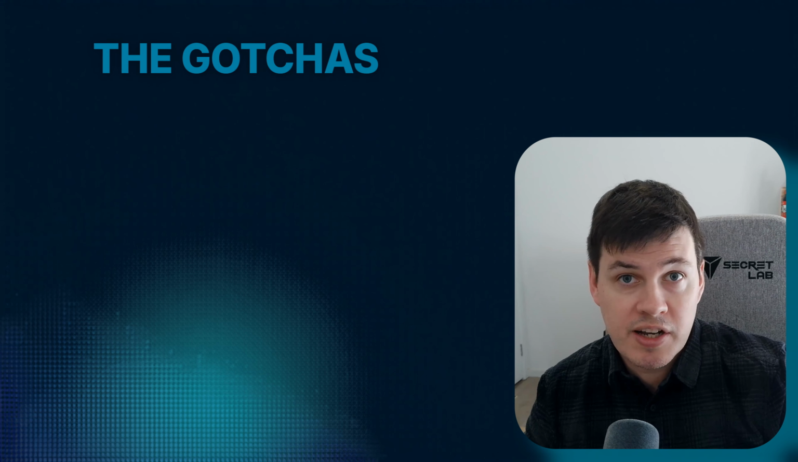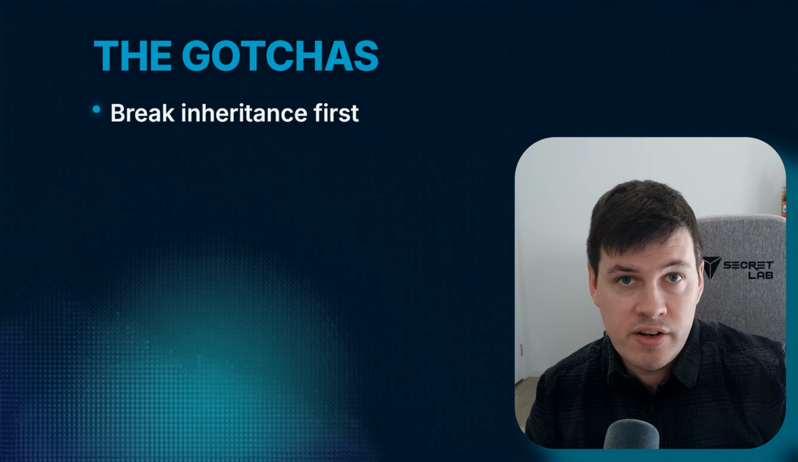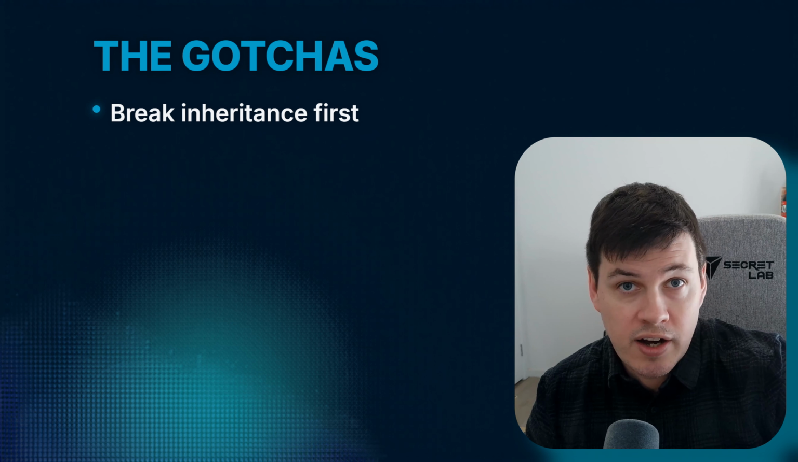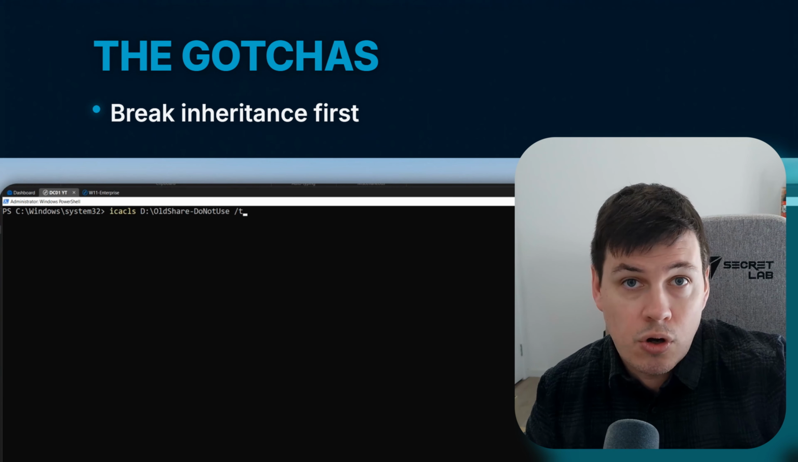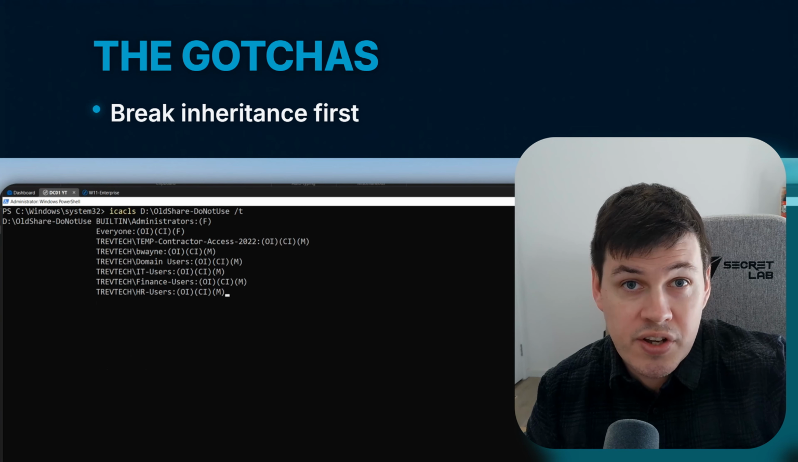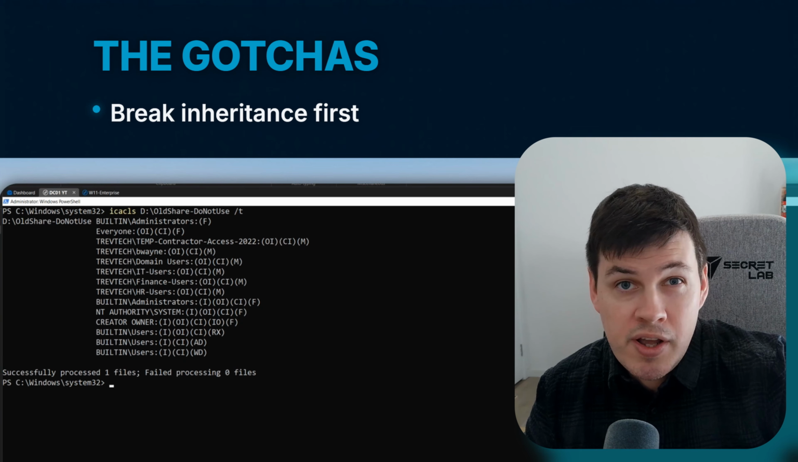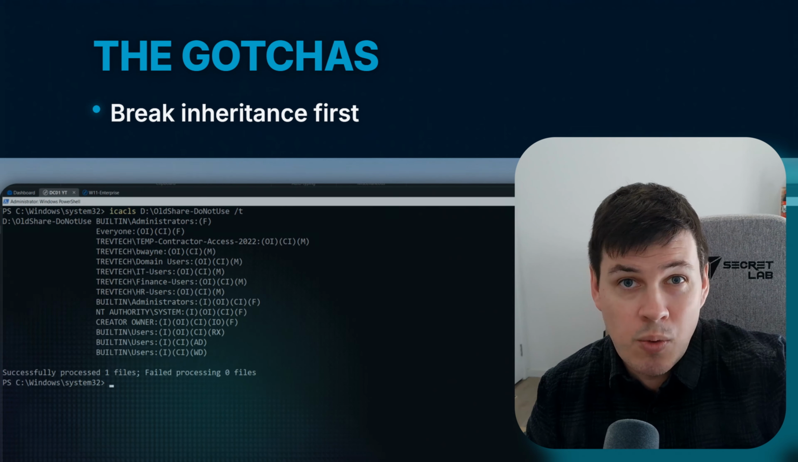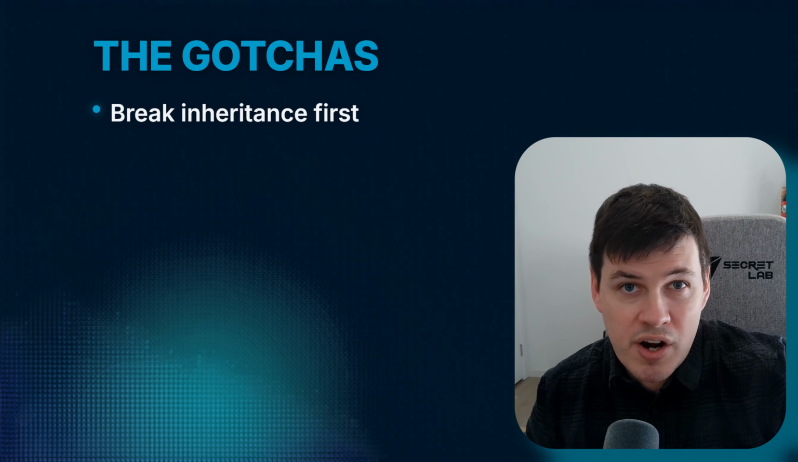So, 4 things that get people, including past me. Number 1, break inheritance before you set department permissions. If you forget, parent permissions bleed down into every subfolder, and the ACL looks right until you look harder. The mess from the hook, that was a real site. I opened the ACLs. I found temporary contractor access from 4 years ago on the payroll folder. Nobody had broken inheritance on day 1. A week to fix it without breaking anyone's Monday.